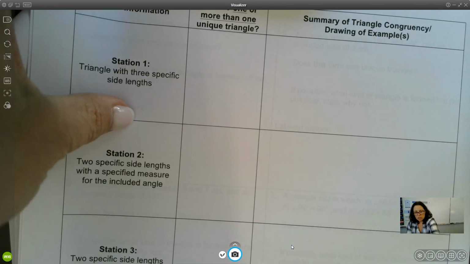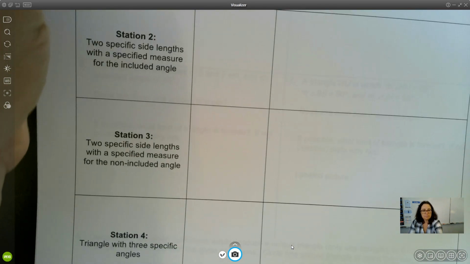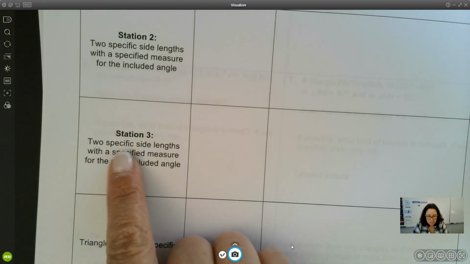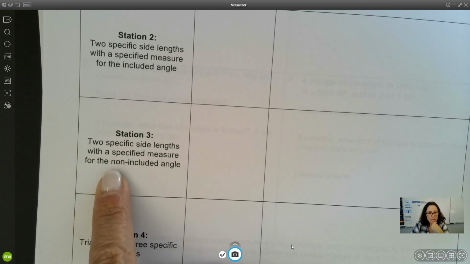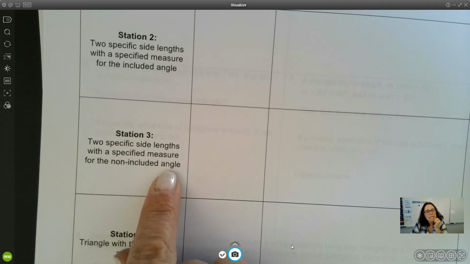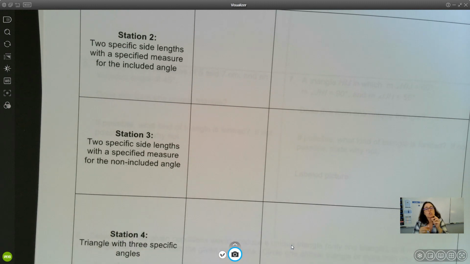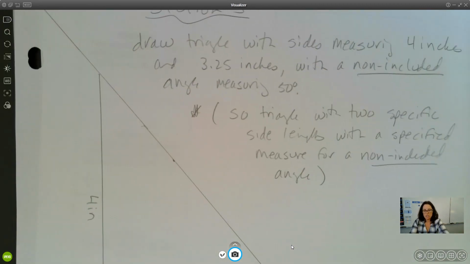All right, station 3. This time we're given 2 specific side lengths with a specific measure for the non-included angle. How many included angles versus non-included angles does any triangle have? Hope everybody's thinking you're going to have one that's included and that leaves 2 others that are non-included. So here's station 3.